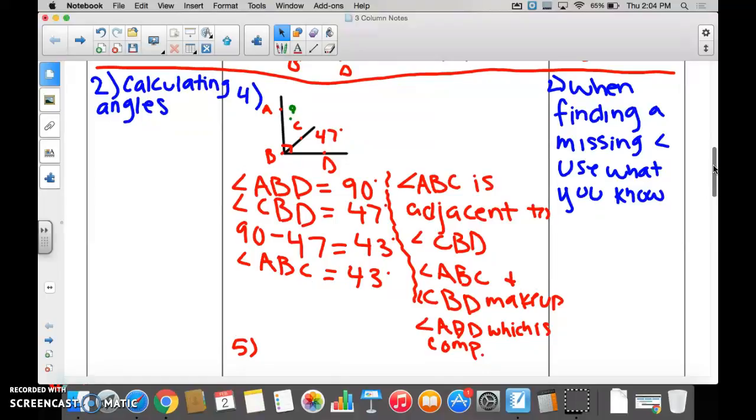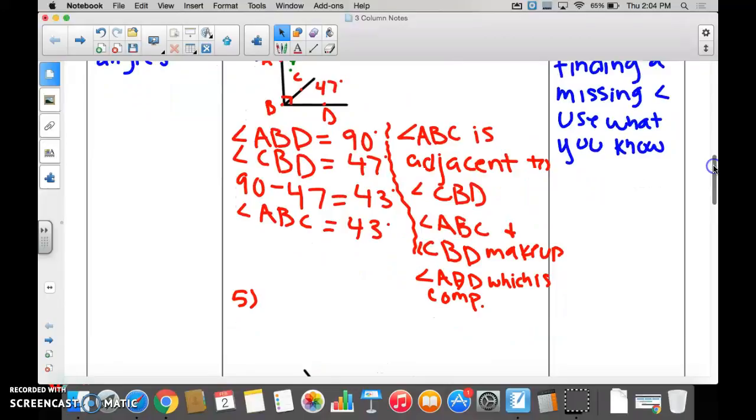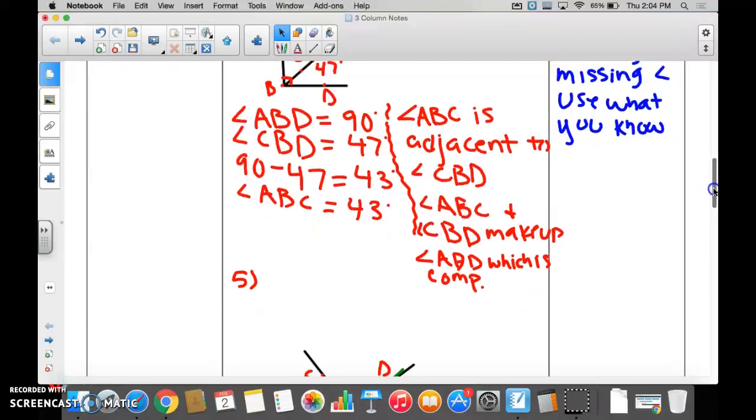So if angle CBD is 47 degrees, we just subtract 47 from 90, and that gave us 43. So our missing angle ABC is 43 degrees. 43 plus 47 is 90. 2 angles that add up to 90. Complementary angles. We also said that angle ABC is adjacent to CBD, right? Just to show you another example of what the word adjacent means.